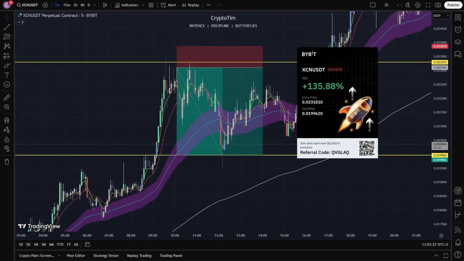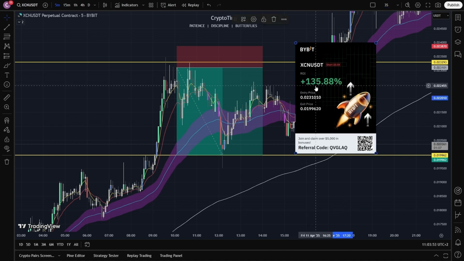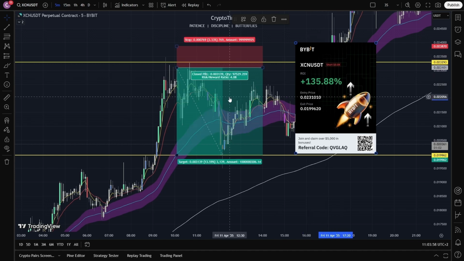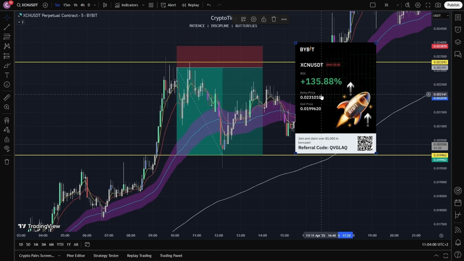Alright, so now what can we tell about this trade in hindsight? First of all, the screenshot of the trade: entry at 0.0231010, exit price at 0.019962, resulting in a 135.8% ROI on 10x leverage. Most importantly for us, it's a 4-hour setup.